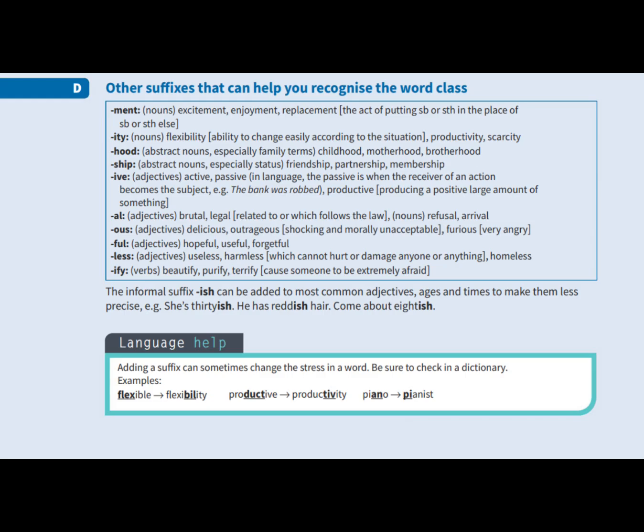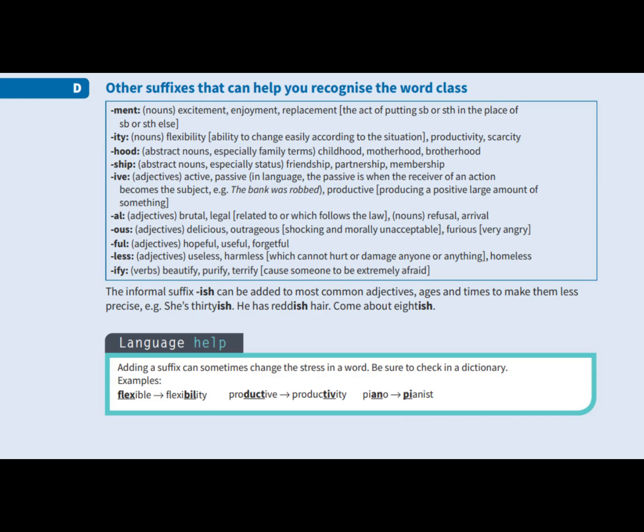The suffix -ive usually forms adjectives. Examples include active, passive, and productive. In grammar, a sentence is passive when the receiver of an action becomes the subject, as in, the bank was robbed. Something productive produces a useful or positive result.